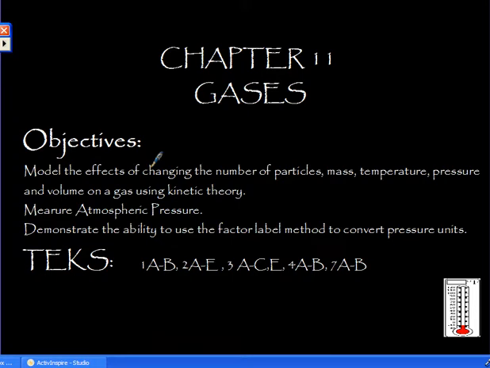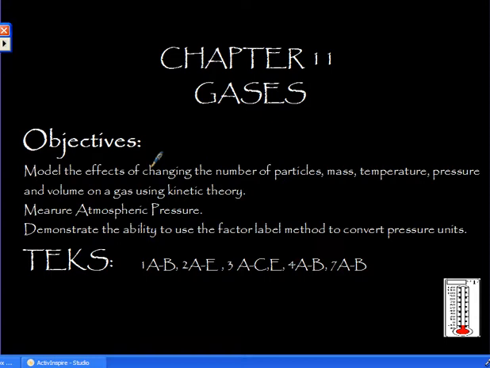Now we have a couple of objectives we need to get done. The first one is to model the effects of changing the number of particles, mass, temperature, pressure, and volume on a gas using kinetic theory. Sounds a little complicated? Totally not. We're going to review that kinetic theory from Chapter 10.